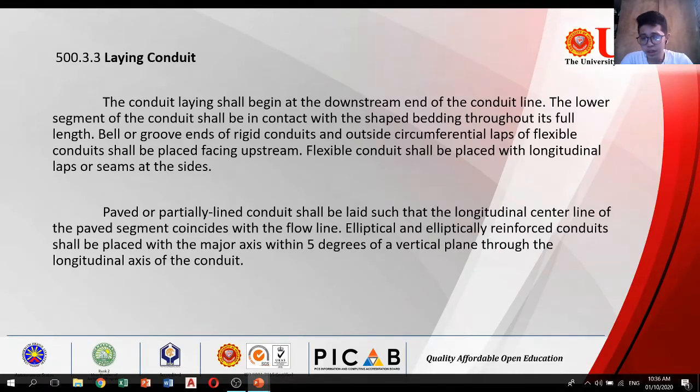Paved or partially lined conduit shall be laid such that the longitudinal center line of the paved segment coincides with the flow line. Elliptical and elliptically reinforced conduits shall be placed with the major axis within 5 degrees of a vertical plane through the longitudinal axis of the conduit. It tells us how to properly put down the conduit in the exact places where it should be placed.